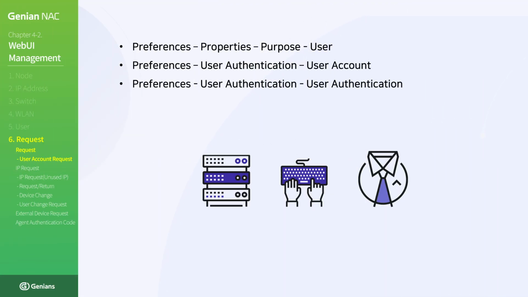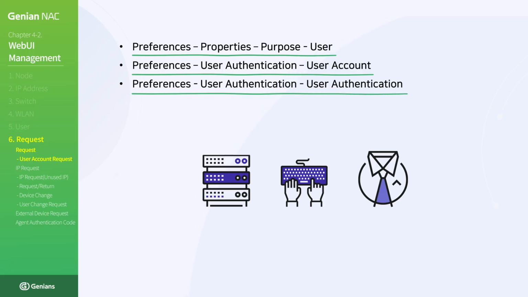The user application section is used to request an account when the password authentication policy is enabled. To use this feature, detailed settings must be configured in the following menus: Preferences, Properties, Purpose, User. Preferences, User Authentication, User Account. Preferences, User Authentication, User Authentication.